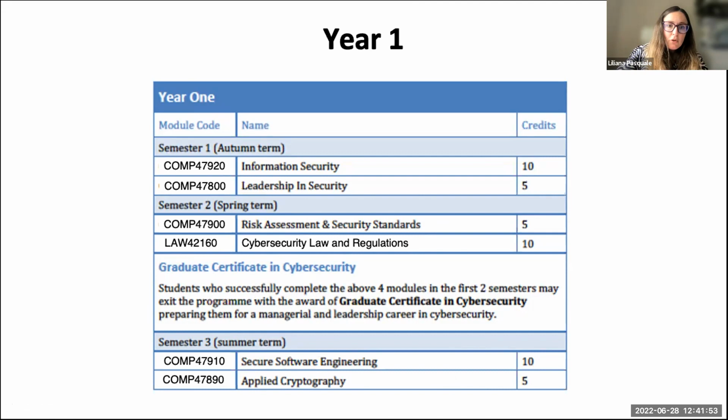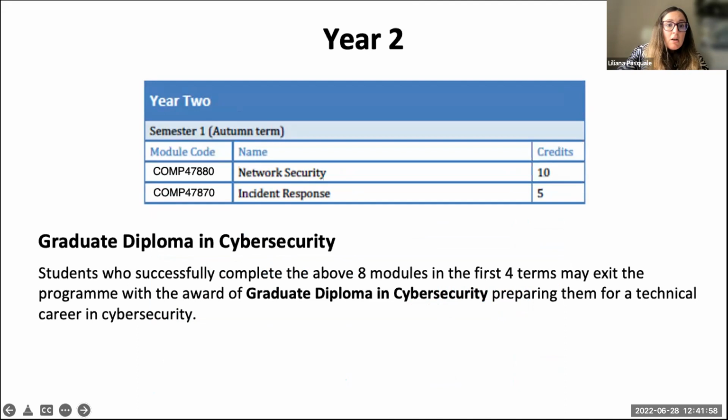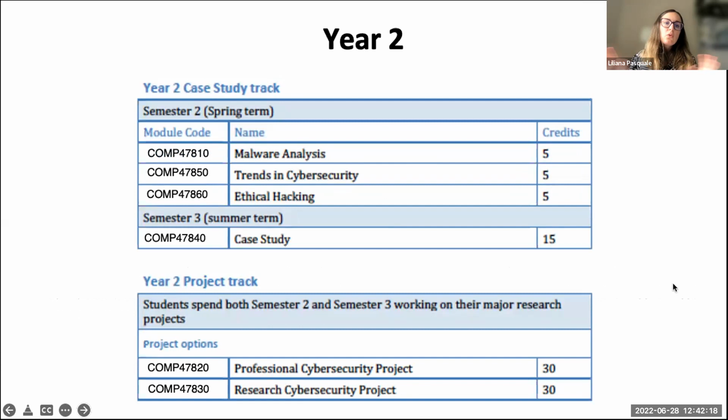And then we'll have also in year two, in the autumn term, network security and incident response. So after these four terms, a student can acquire the graduate diploma in cybersecurity, which will prepare a student for a technical career in cybersecurity. In the last two terms, the students have the option to choose between two tracks. One track is, as you can see here on the top of these slides, students can choose to enroll in three modules, malware analysis, trends in cybersecurity, and ethical hacking, and then do a case study in the second term. A case study is a problem that requires students to apply the knowledge they acquired during the master's, but doesn't require an extensive programming assignment or the production of a big software prototype.